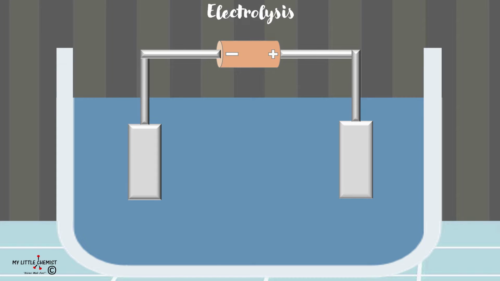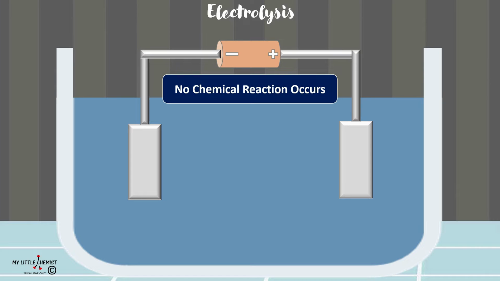Oxidation-reduction half equations are commonly used in electrolysis. Have you ever heard about electrolysis? In this process, there is no chemical reaction occurring. It is solely a redox process.